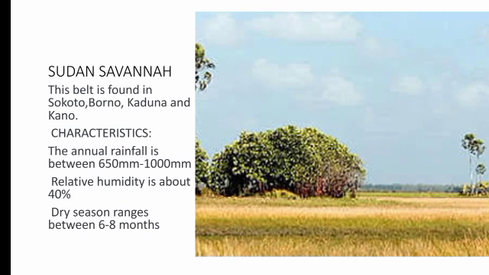The next one we are going to look at here is the Sudan Savannah. The Sudan Savannah is a savanna that is found in Sokoto, Borno, Kaduna, and Kano.